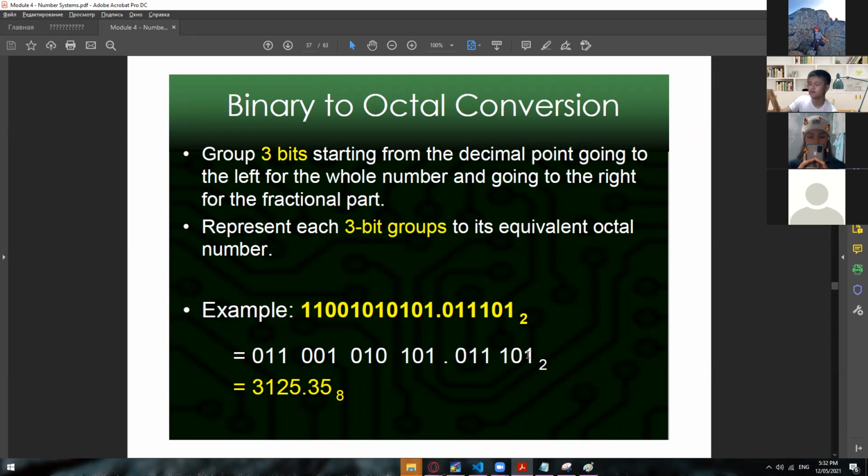So from here, you can now convert this one into decimal. So 101 is 5, 011 is 3, 101 is 5, 010 is 2, 001 is 1, and then 011 is 3. Okay, so don't forget the decimal. So this is now the result from converting this binary to octal. Okay, so clear so far? Okay, very good, very good.